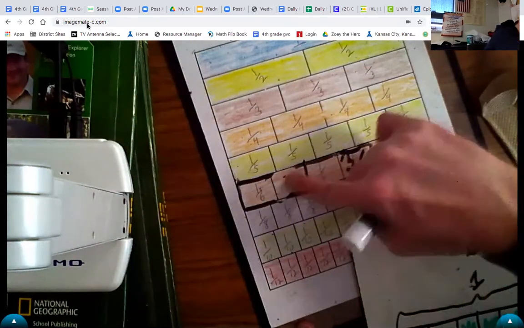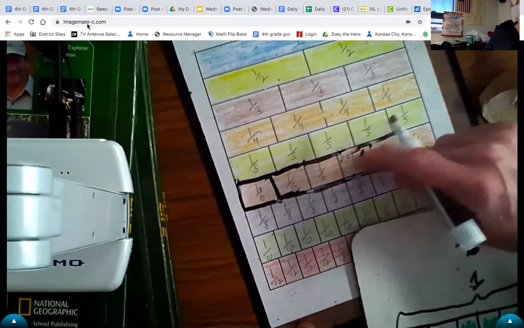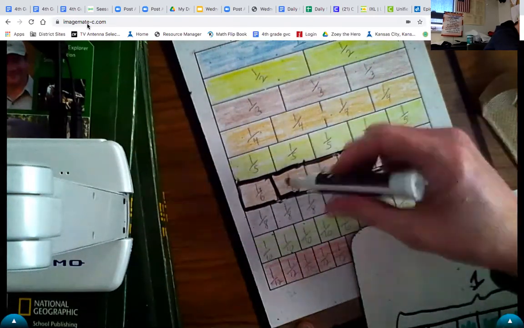Let's erase. Let's get that line back there. And then we got 1, 2, 3, 4, 4/6.